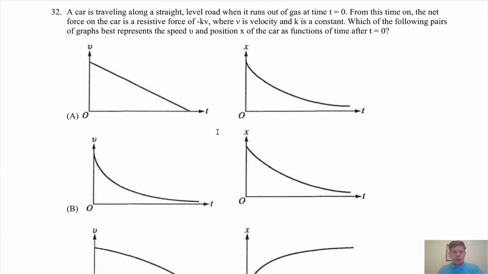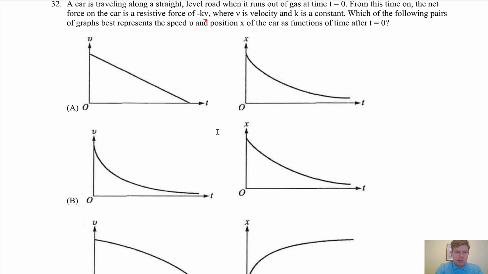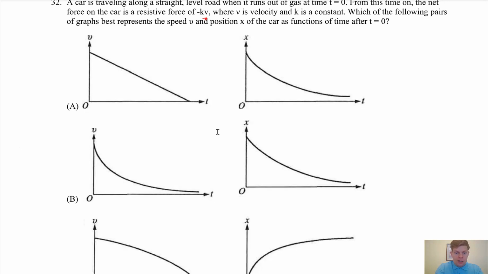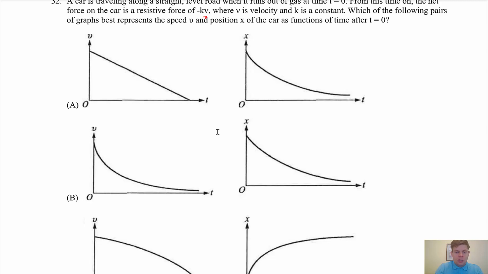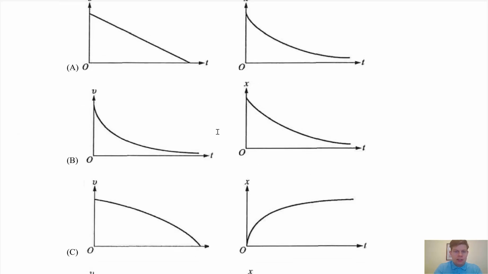And then the last one: a car traveling along a straight level road runs out of gas at time t equals 0. From then on, the net force is a resistive force of minus kv, where v is velocity and k is a constant. Again, just make sure the slope is what it should be. The slope depends on the velocity. Initially our velocity is high, so we're going to have a pretty steep slope, right? Because we're going to have a pretty big acceleration, or a pretty big net force on it. So our slope should initially be quite steep because of the higher velocity, but as our velocity approaches 0, our slope should approach 0. So it's got to look kind of like this.